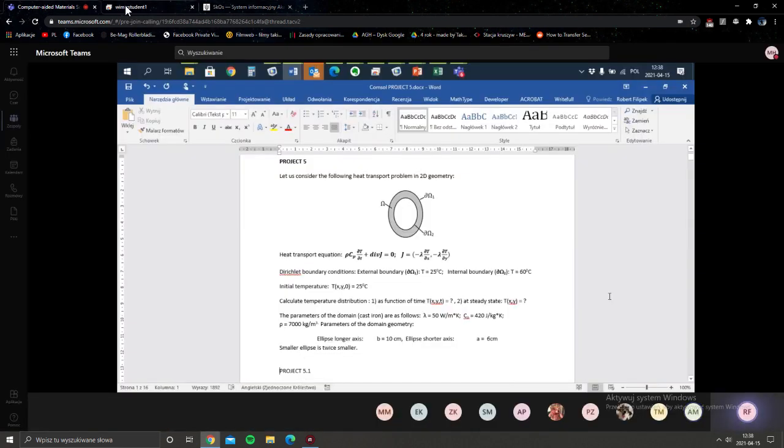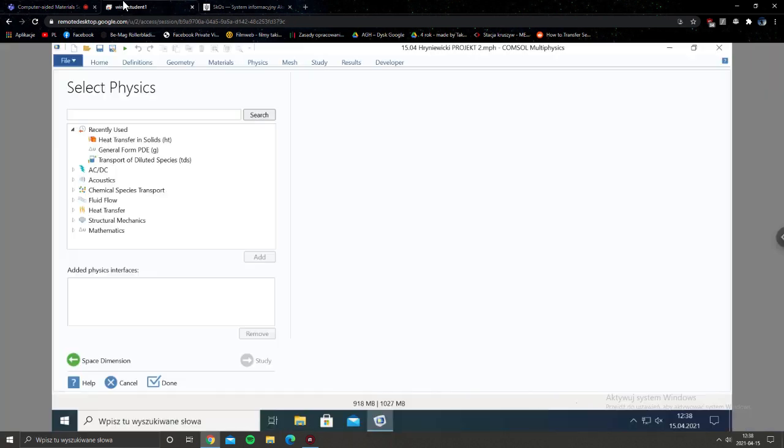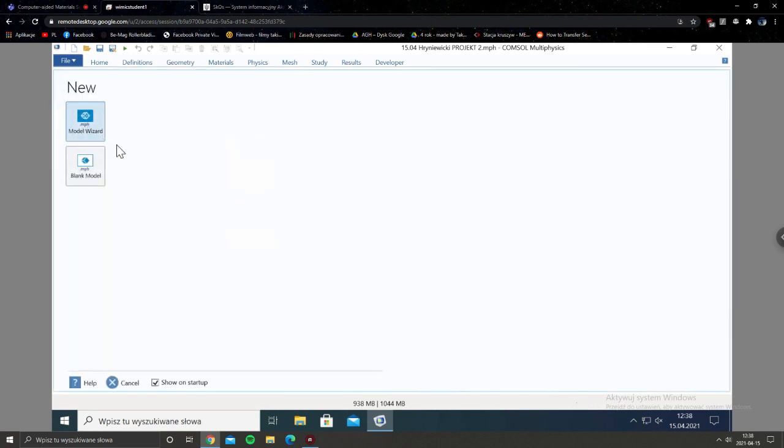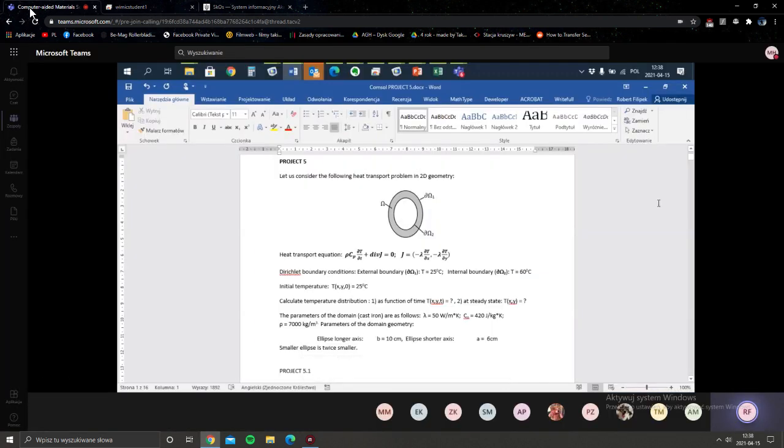At first, please use general form PDE. All of you who have odd computer numbers, use general form PDE, but for even numbers, use heat transfer in solids. And we will compare the results.